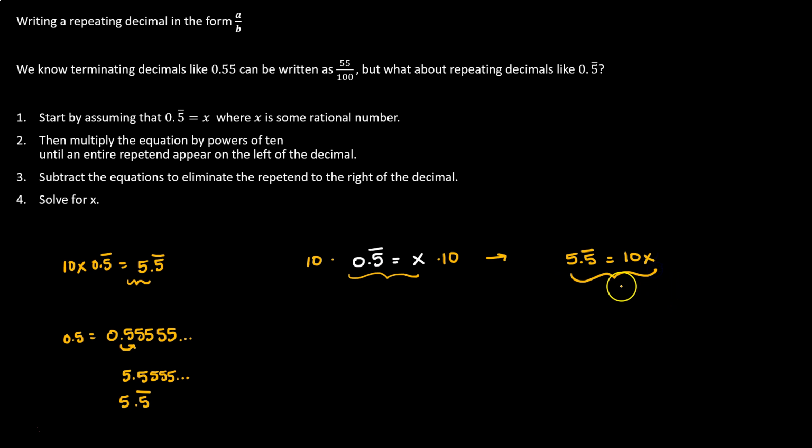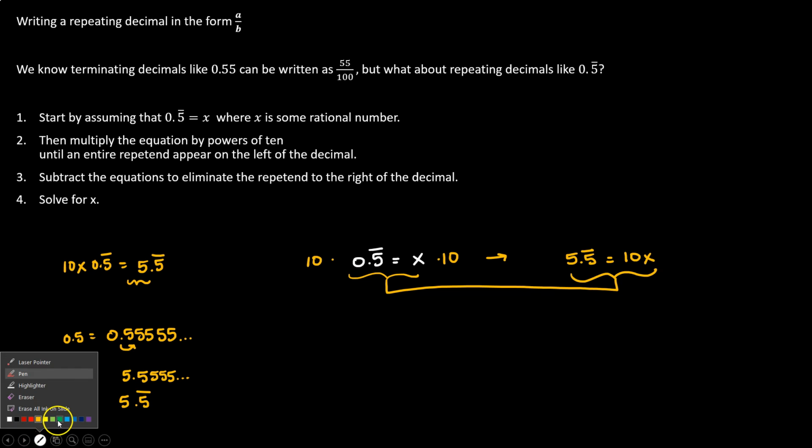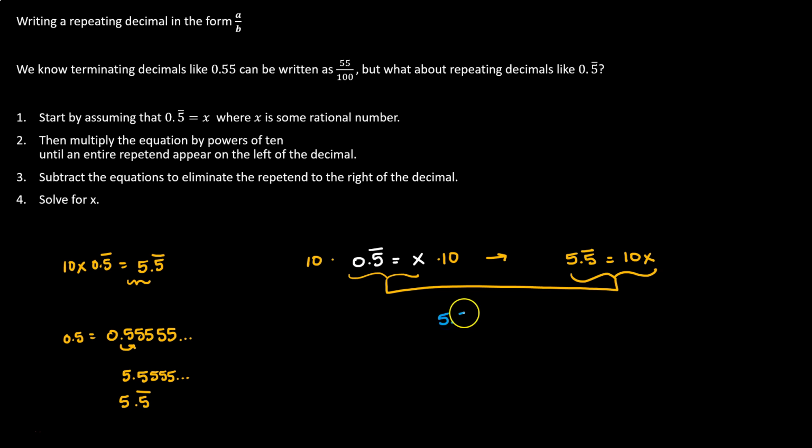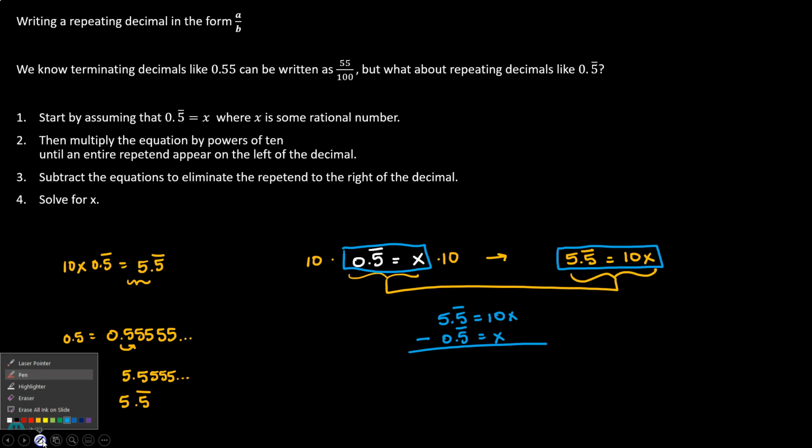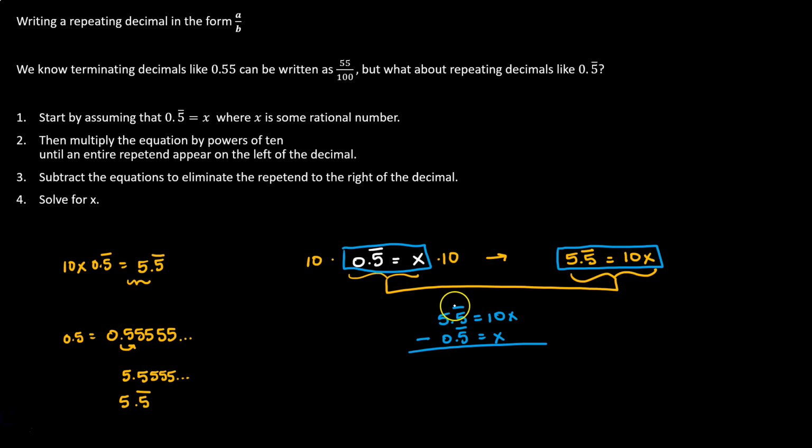We're going to use these two equations to eliminate the repeatend to the right of the decimal. To do that, I'm going to stack my two equations together. So I have 5.5 repeating is equal to 10x, and I have 0.5 repeating is equal to x. So I've got the original equation on bottom and the multiplied equation on top, and I'm going to subtract them. And the reason I'm going to subtract them is because that will eliminate the repeating part of the decimal, the 5 bar.